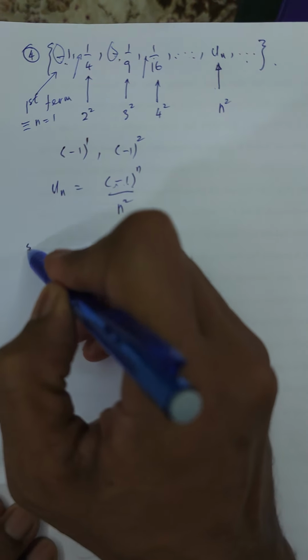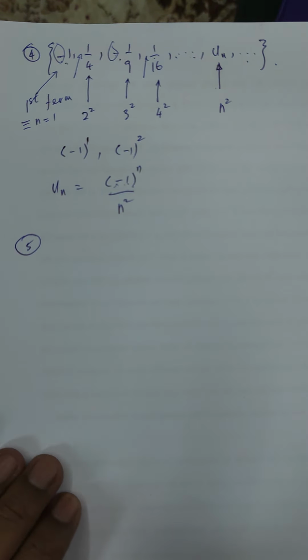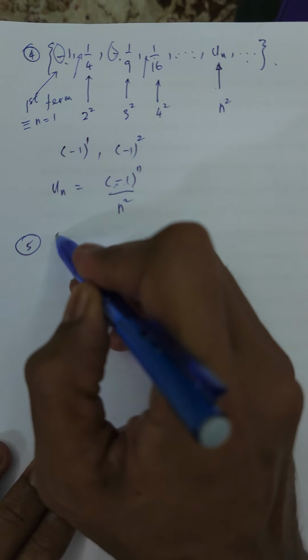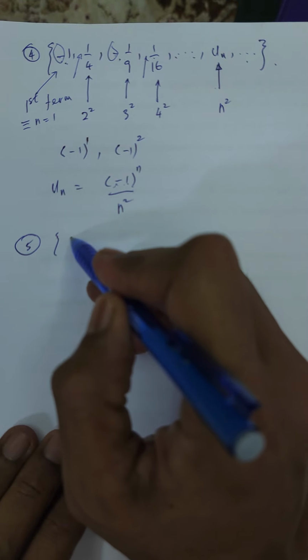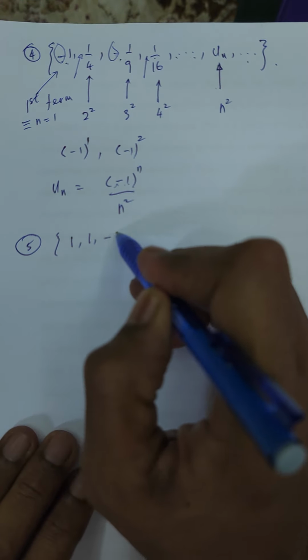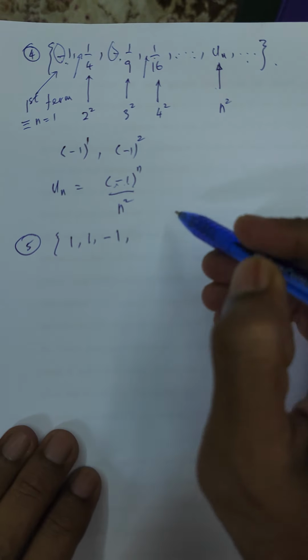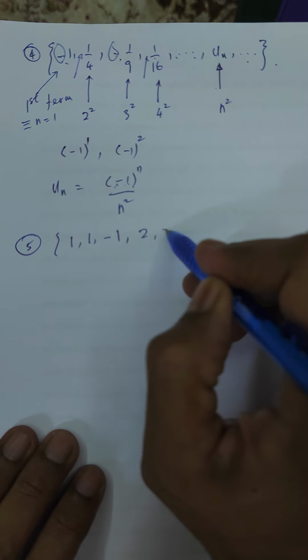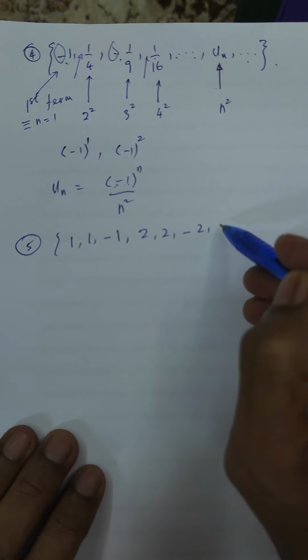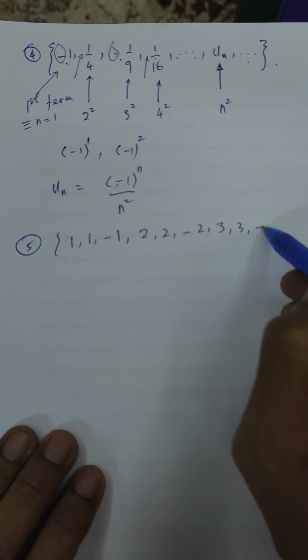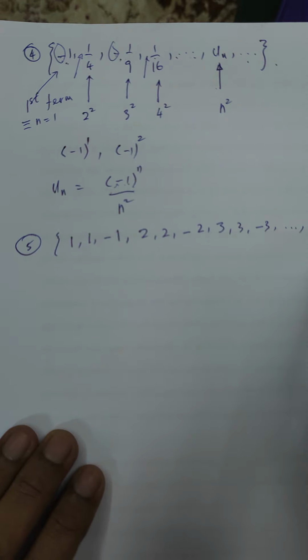Next example, let's say we have a sequence like 1, 1, minus 1, then 2, 2, minus 2, then 3, 3, minus 3, and so on. Then you have u_n here, and so on.